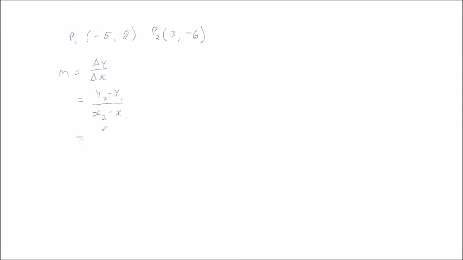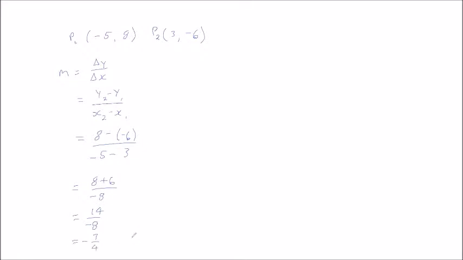So the y value from point 1 is 8, I'm subtracting the y value from point 2, which is -6. I'll put that in brackets because it's negative. And that's going over -5, which is the x value from point 1, minus 3, which is the x value from point 2. 8 minus -6 is 8 plus 6. And -5 minus 3, I could just do that right now, it's -8. And 8 plus 6 is 14 over -8. And then I can simplify this, and so I will get -7 over 4.